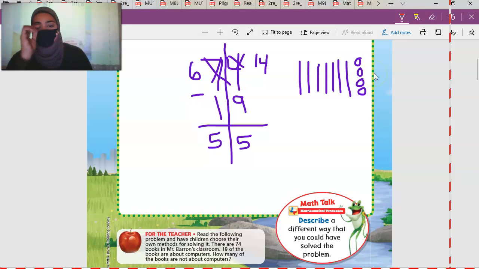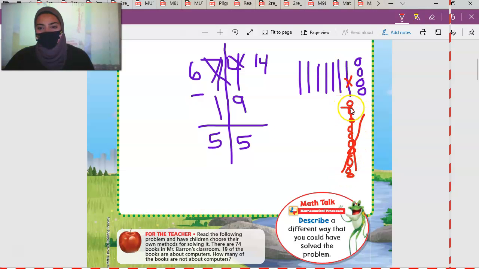And then I need to take away 19 of them. I need to take away 9 ones. Do I have 9 ones to take away? No. So we need to break a 10 and make that into 10 ones. 1, 2, 3, 4, 5, 6, 7, 8, 9, 10. And then I need to take away 9 of those ones now. So I'm going to take away, these are 9. I'm going to put an X on them.